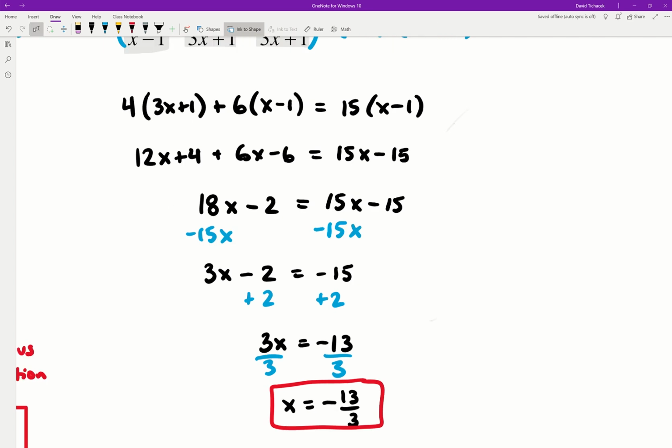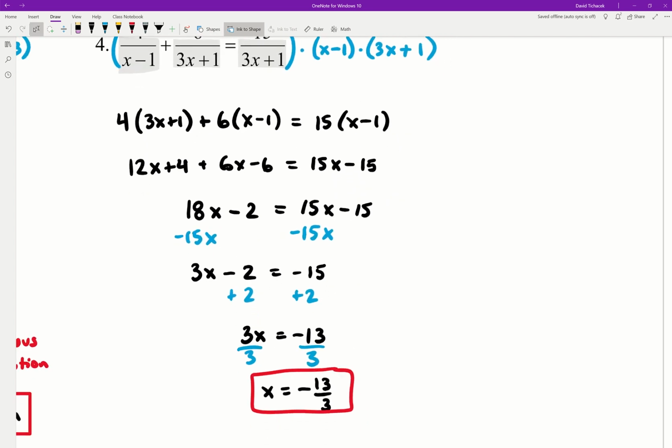Now, again, we should check to see if that creates a problem for us by plugging that back into all of the different denominators that we had in the problem. I think you'll find that if you were to plug in negative 13 over 3 here, you're just going to take that minus 1. That's not going to end up being 0. And then if you were to plug it in here and here, that would be 3 times negative 13 over 3, which is negative 13. And then when you add your 1, that would result in a negative 12 in the denominator. And that, of course, is not equal to 0 either. So we know that we are good to keep this one solution that we had.